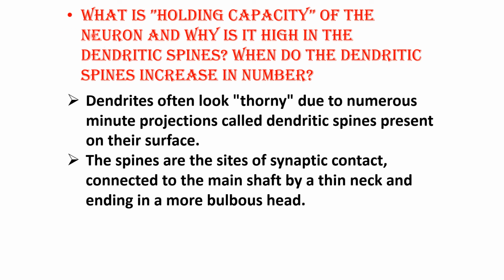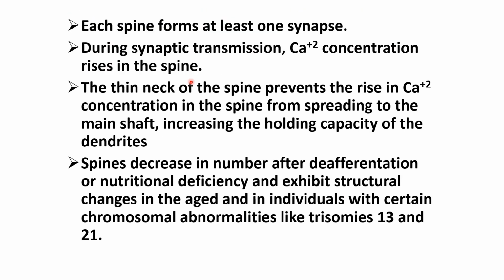Then another question is: what is the holding capacity of the neuron and why is it high in the dendritic spine? When do the dendritic spines increase in number? Dendrites often look thorny due to numerous minute projections called dendritic spines present on their surface. The spines are the sites of synaptic contact, connected to the main shaft by a thin neck and ending in a more bulbous head. Each spine forms at least one synapse.